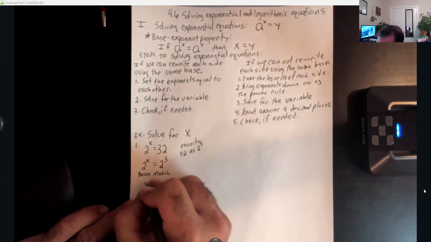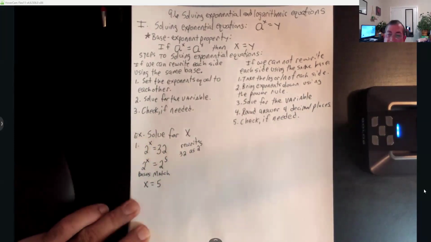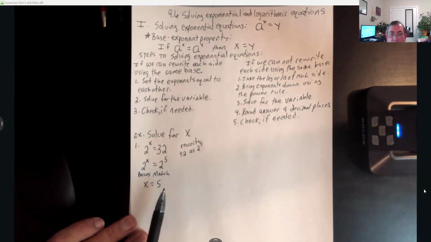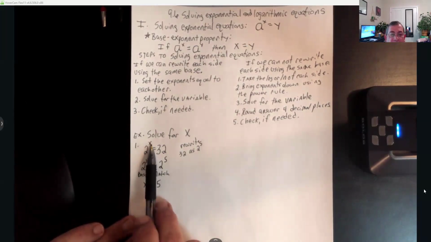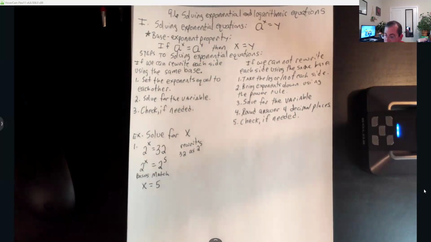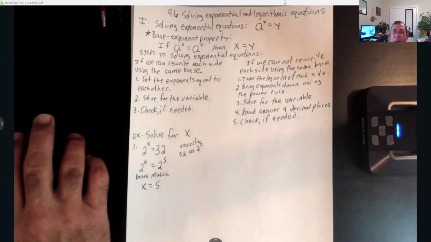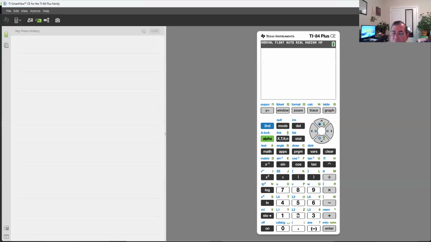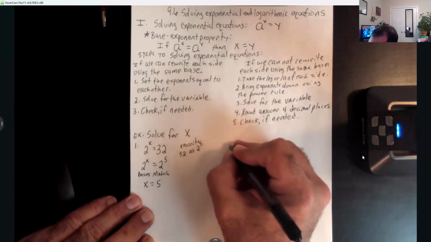So that means x equals 5. So y'all, let's check it. If we put a 5 in for the x, does 2 to the 5th equal 32? Well, y'all, if you want to check that, we got a calculator. Let's punch in 2, put in our exponent of 5, hit enter, and that equals 32. So our answer checks out for number 1, okay?